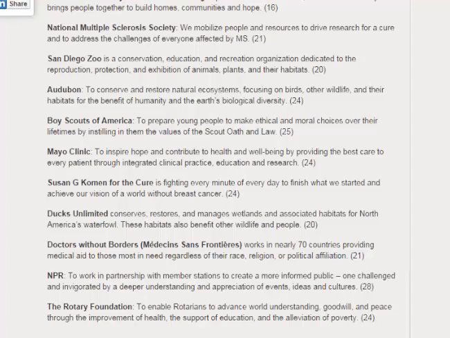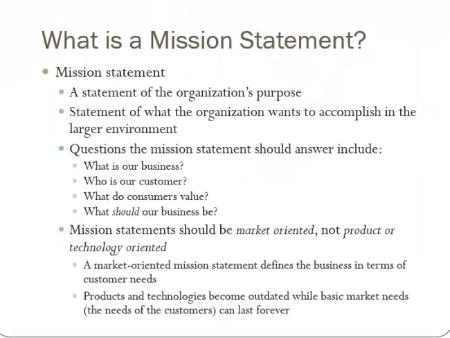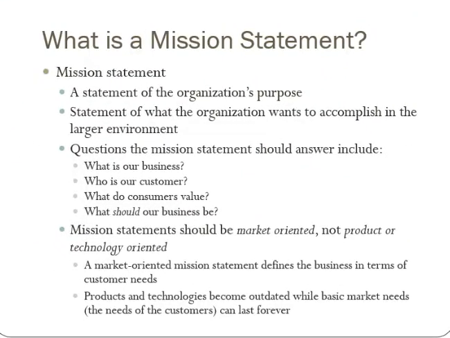Doctors Without Borders works in nearly 70 countries, providing medical aid to those most in need, regardless of their race, religion, and political affiliation. Again, looking for the services that are produced. Let's look at some for-profit mission statements.